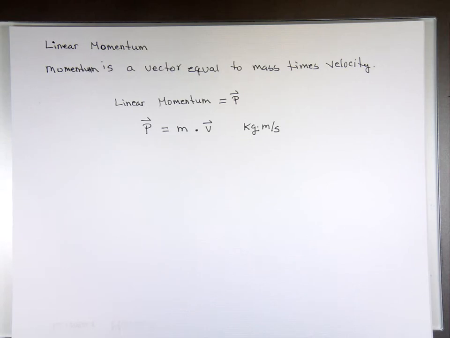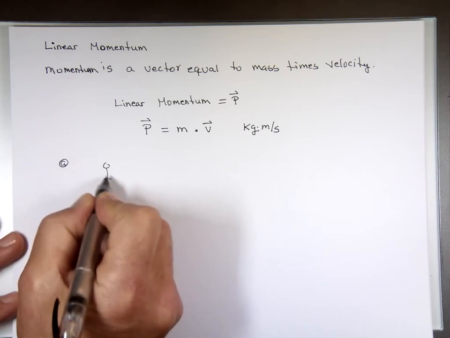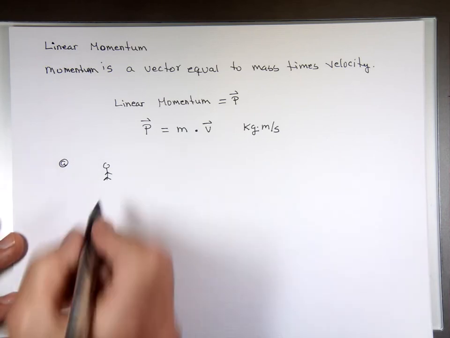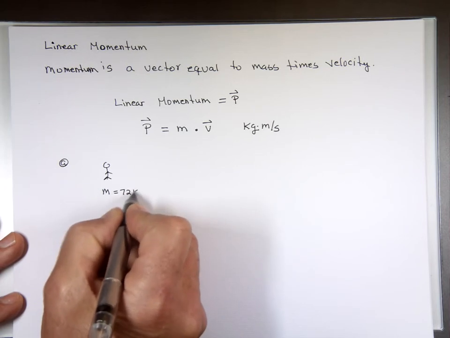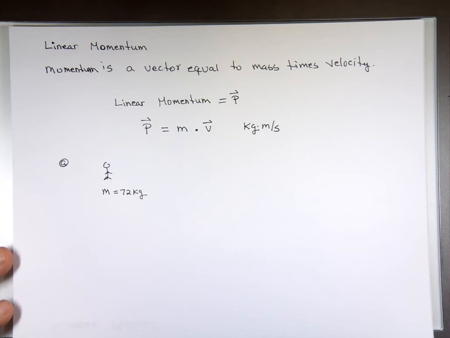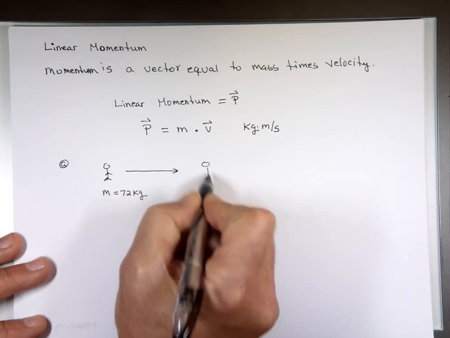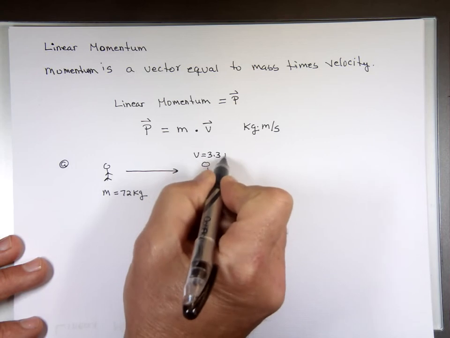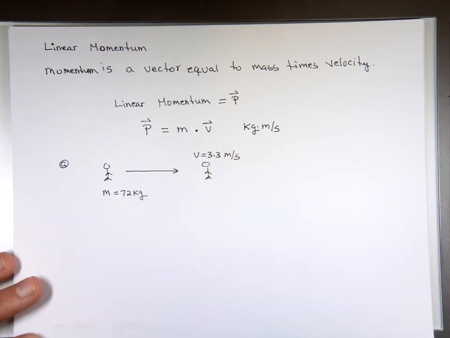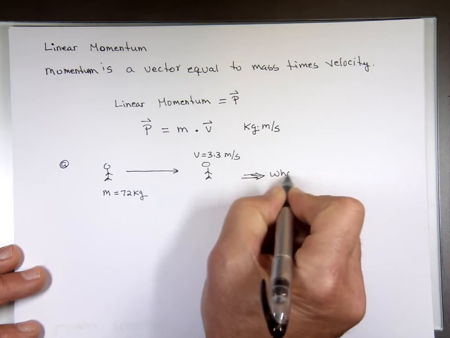So let's take this example. We have a jogger. Not sure anyone still jogs. We have cars now that will take us somewhere. The mass equals, let's say, 72 kilograms. The jogger is running in this direction, the positive x direction, with a speed of 3.3 meters per second. So the question is, what is the jogger's linear momentum?